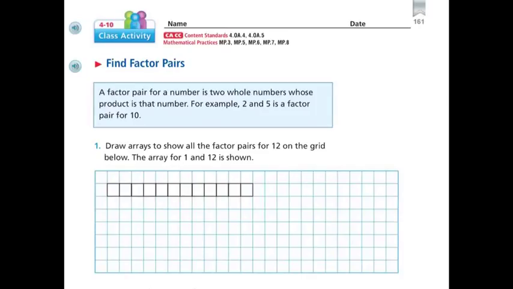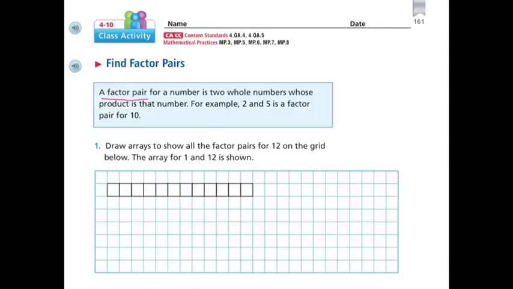So I am using a new program, so bear with me if this comes across a little weird, but we're going to be learning about prime and composite numbers, and the first thing we need to do is understand what a factor pair is. And if you can see right here, here's the definition.